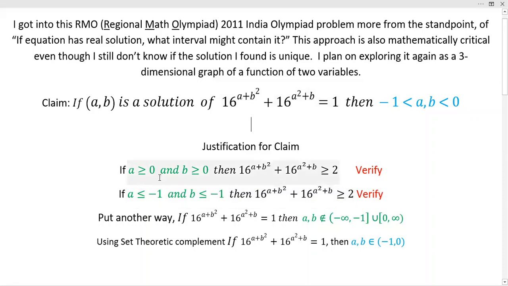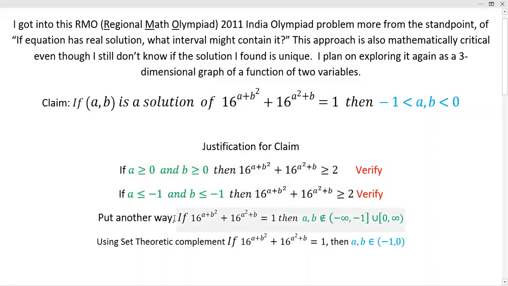Right here, it reads if both A is greater than or equal to 0 and B is greater than or equal to 0, which is to me kind of a clumsy compound inequality, then the left-hand side of the equation has to be greater than or equal to 2. Now, that's not particularly difficult to see if you work at the endpoints. If you put A equals 0 and B equals 0 simultaneously, you get 16 raised to the 0 power plus 16 raised to the 0 power, and any exponential base raised to the 0 power is equal to 1. So that's greater than or equal to 2. That's easy to verify without writing it all out.